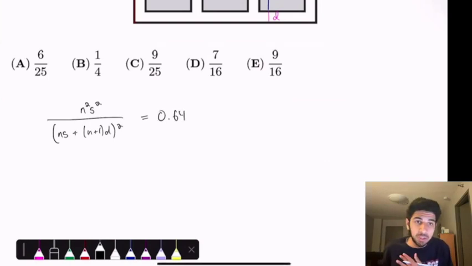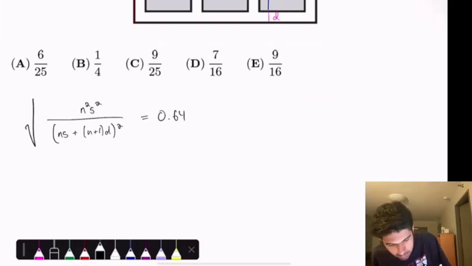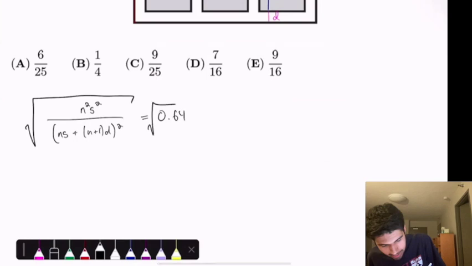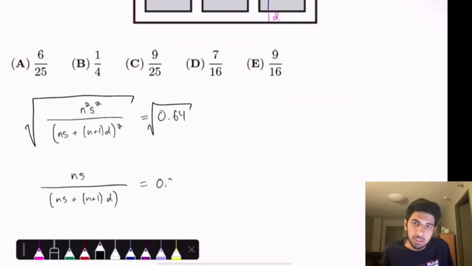You'll notice that the numerator is a perfect square. It's the square of ns, and the denominator is also a square. So we can take the square root of both sides. So we'll get ns divided by (ns + (n+1)d). Square root of 0.64 is equal to 0.8.